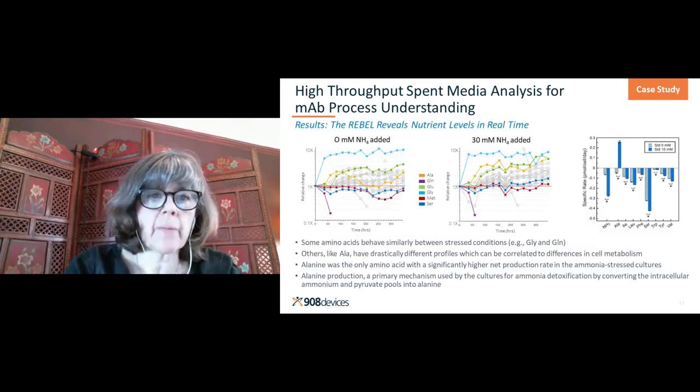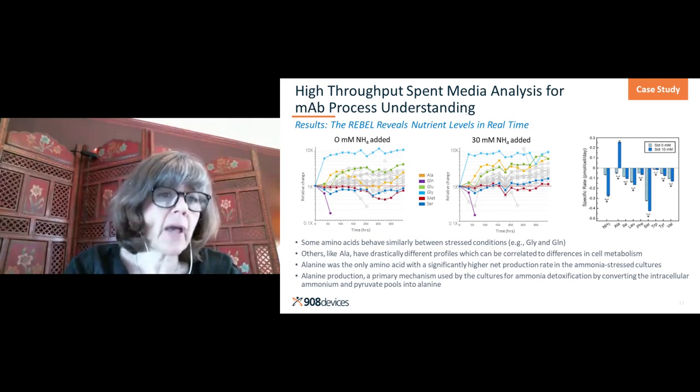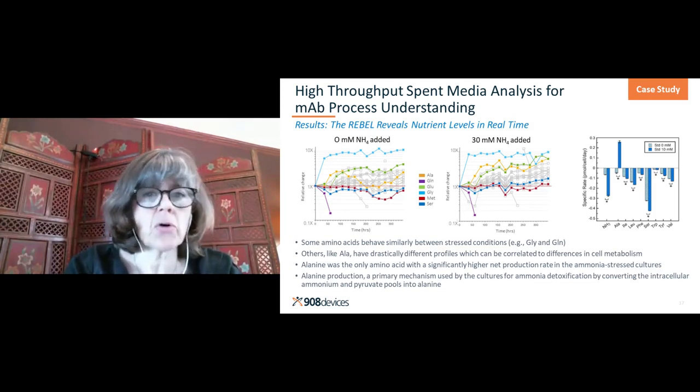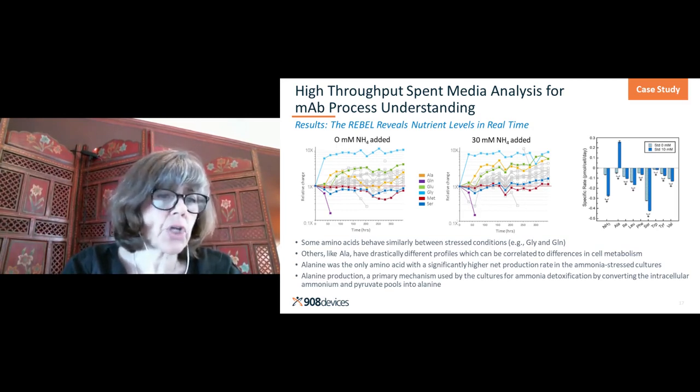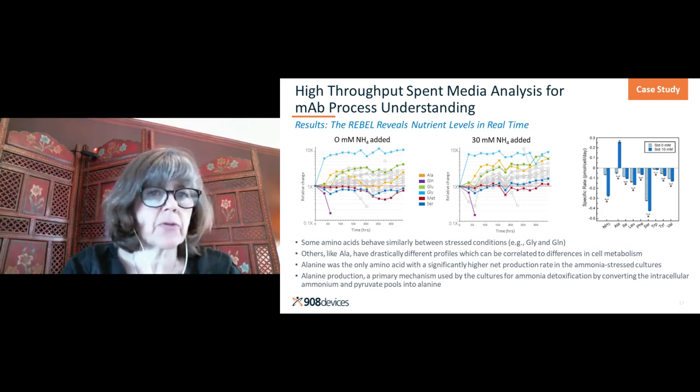They were able to measure all the amino acids throughout their cultures in all their different samples, and show that alanine specifically was overproduced in the high ammonia cultures. And they were able to demonstrate that alanine production was the primary mechanism that the cells used to detoxify.